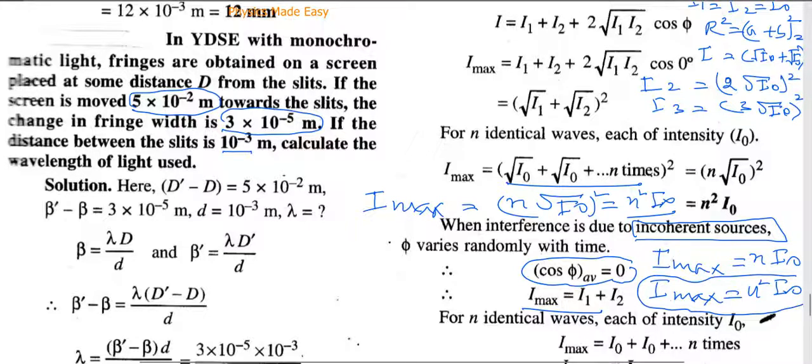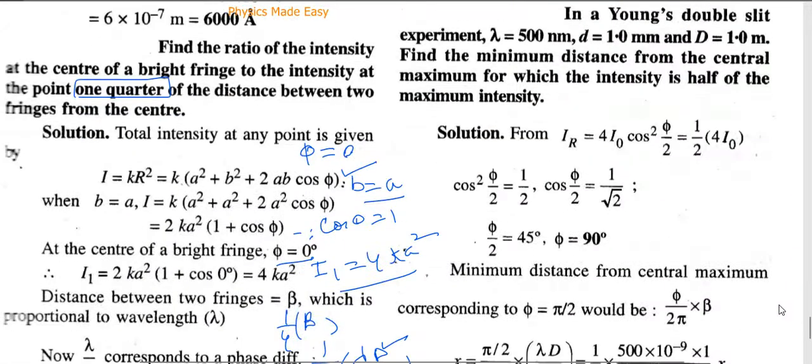This is the case of incoherent sources with double tick. This is the case of coherent sources with one tick. Coherent sources and incoherent sources, you can just remember it. It may be useful directly. You can remember this as a shortcut as well, that I max is equal to n I naught in case of incoherent sources, and I max is n square I naught in case of coherent sources.